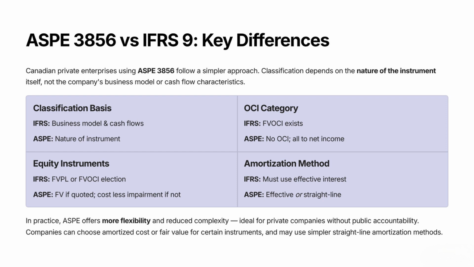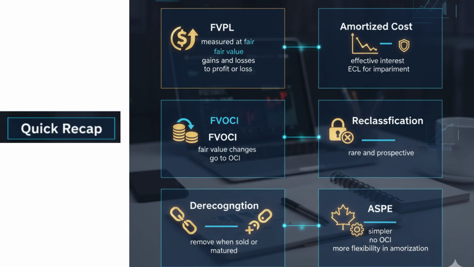Now that we've seen both sides, IFRS and ASPE, let's tie it all together. Here's the big picture. FVPL, measured at fair value, gains and losses to profit or loss. Amortized cost, effective interest, ECL for impairment. FVOCI, fair value changes go to OCI. Reclassification, rare and prospective. Derecognition, remove when sold or matured. ASPE, simpler, no OCI, and more flexibility in amortization.